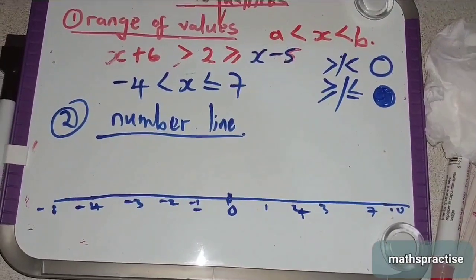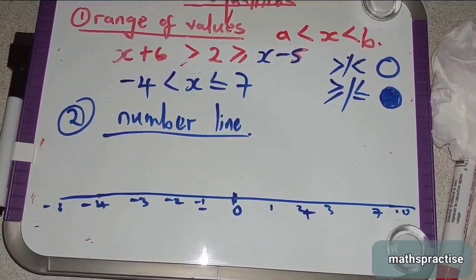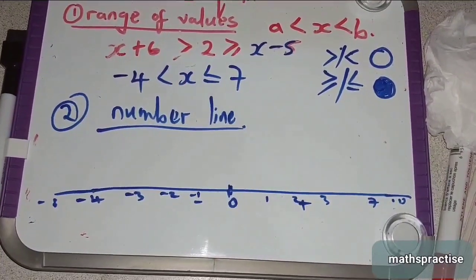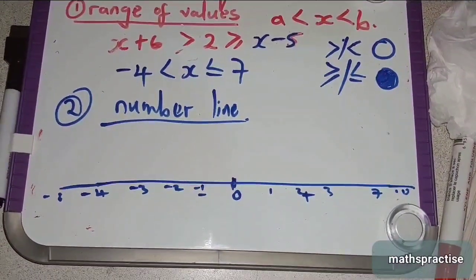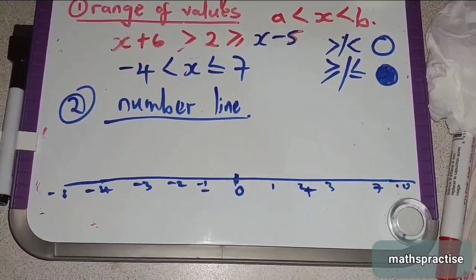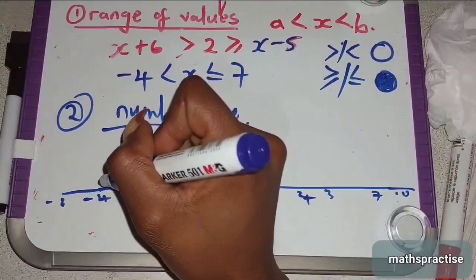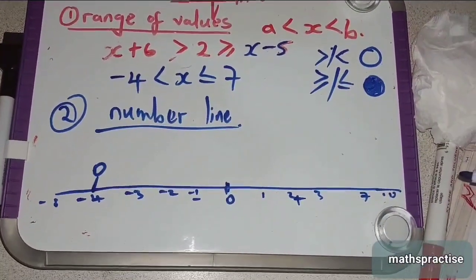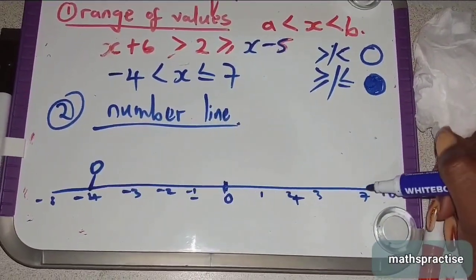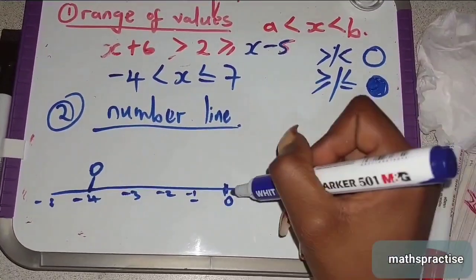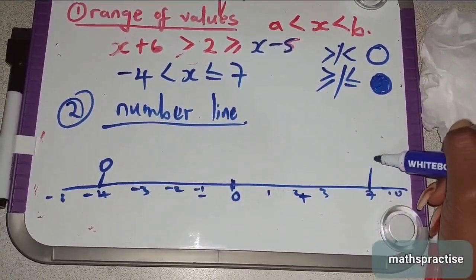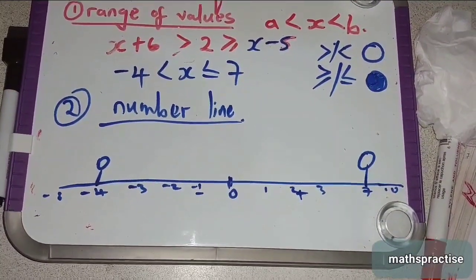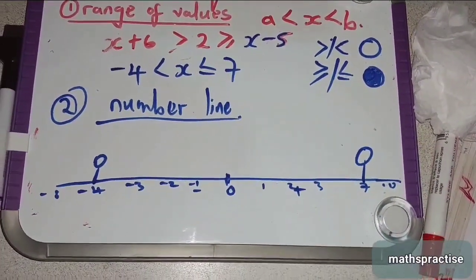So the range of values that we have is minus 4 less than x, and x less than or equal to 7, meaning our x lies in between minus 4 and 7. So you come here. Where is our minus 4 on your number line? Your minus 4 is here. And where is your 7? Your 7 is to the positive side, and it's there.